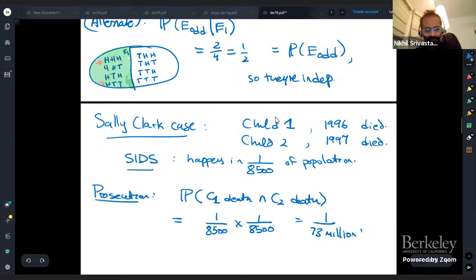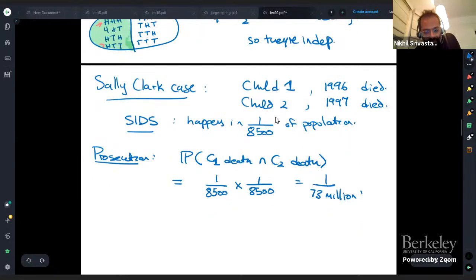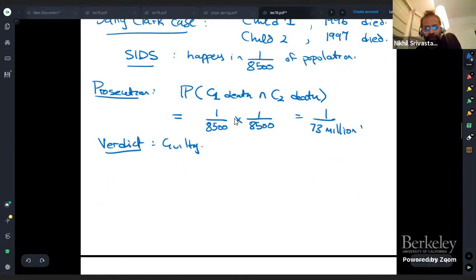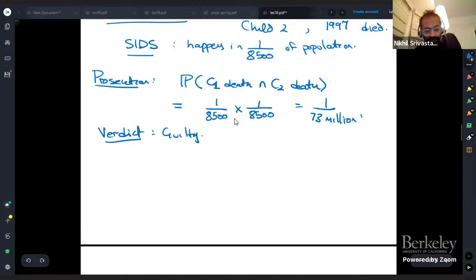And this was accepted in the court, and the verdict was that she was guilty and she was put in jail. Now, on top of all of this stuff that happened to her, she spent a few years in jail. And then in 2001, the Royal Statistical Society said that these events are not independent, and they're not. So this has some genetic basis. So these events are not independent.